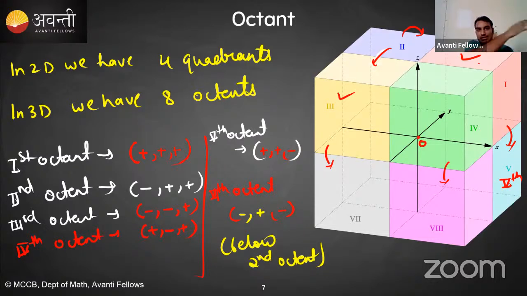So first room, second room, third room, fourth room. And the rest of the four rooms are below the first, second, third, and fourth, just below the ground floor. Let's imagine you are on the first floor, and the fifth, sixth, seventh, eighth octants are on the ground floor, or you can say in the basement. Is that clear? This is very important, students. The visualization is very important.